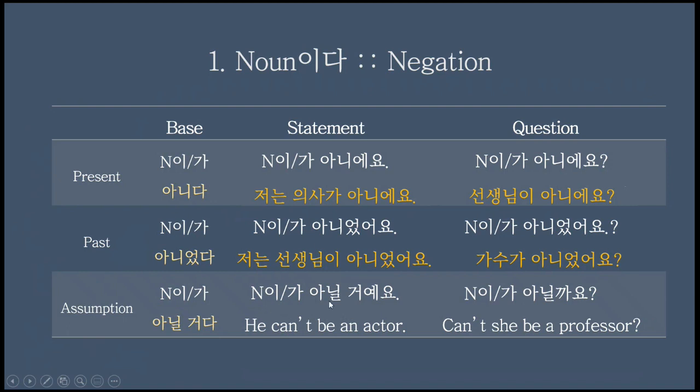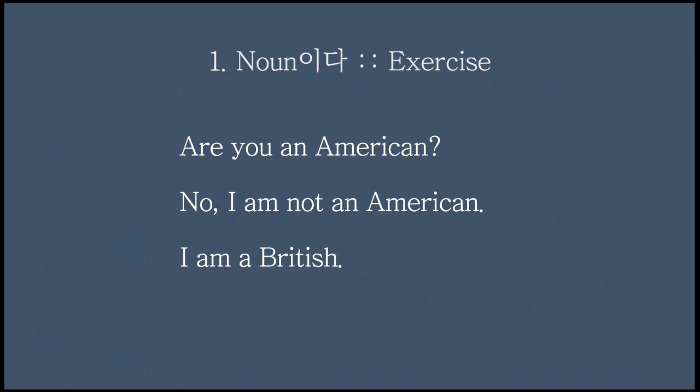자, noun이 아닐 거예요. How would you say he can't be an actor? 그는 배우가 아닐 거예요. Can't she be a professor? 그녀는 교수님이 아닐까요? Very good. Okay, let's do some exercises. Pause the video and please change these sentences into Korean.